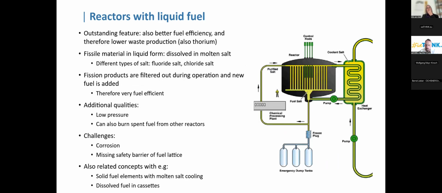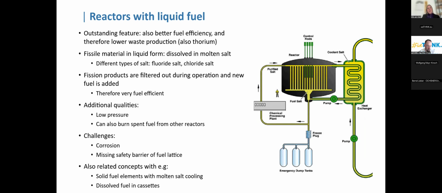So the reactors with liquid fuel have as an outstanding feature better fuel efficiency and lower waste production, and are also very suitable for the use of thorium. The idea is that you have the fissile material in liquid form. It is dissolved in molten salt, and there are different types of salts. You can have fluoride salt or chloride salt, and the fission products are filtered out during operation and new fuel is added, and therefore it's very fuel efficient. The additional qualities are also the low pressure and that it can burn the spent fuel from other reactors.